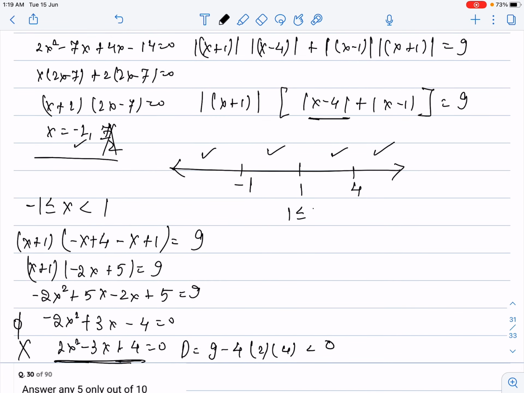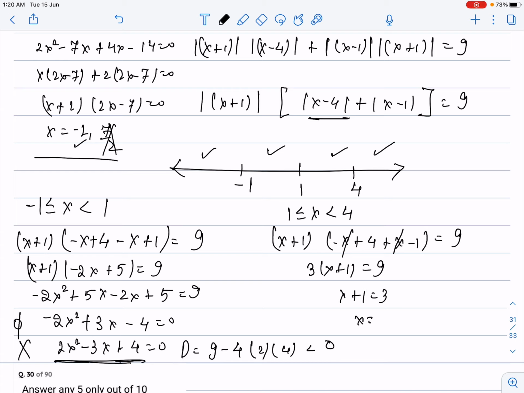Now 1 is less than or equal to x, less than 4 I will be going to compute. So the first mod will be opening with the positive sign, and the next mod that will be opening with the negative sign, minus x plus 4. And this mod, I'll be going to keep 2 over here, that will be opening with plus sign. So this will be going to get cancelled with this thing. So 3 times of x plus 1 will be remaining, that is equal to 9. So x plus 1 is equal to 3 or x is equal to 2. So yeah, that is coming in between 1 and 4. So this is your solution. Till now we got what? Minus 2 and 2, okay?